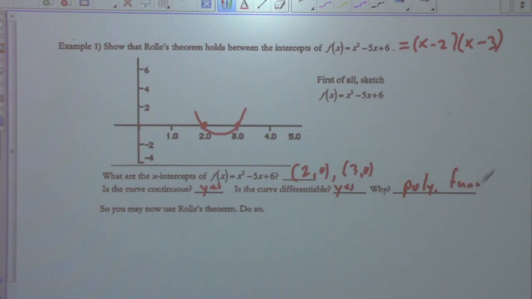Now you've gone ahead and you've figured out that it's right. It says you may now use Rolle's theorem, do so. I want you to use Rolle's theorem to find the value c that satisfies the conclusion of Rolle's theorem. And you should be able to see what it is from a sketch of the graph. But then when you work it out, you'll prove it to yourself.